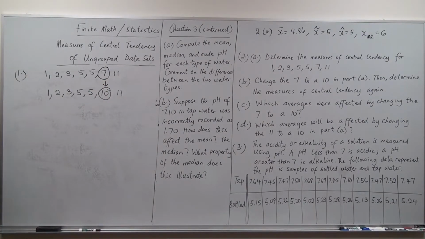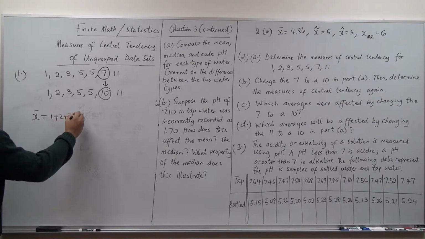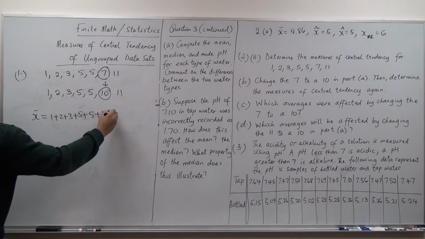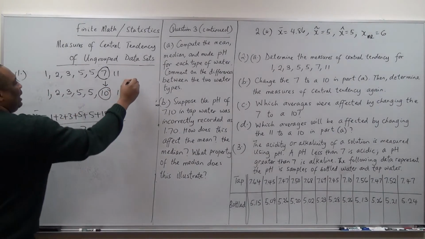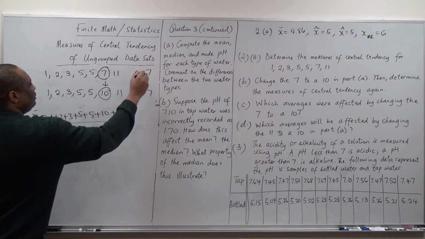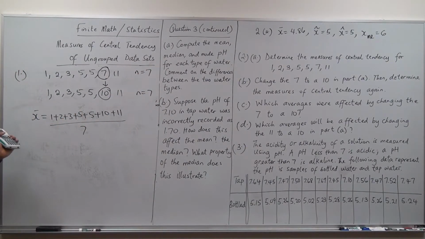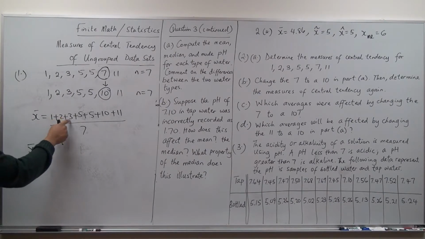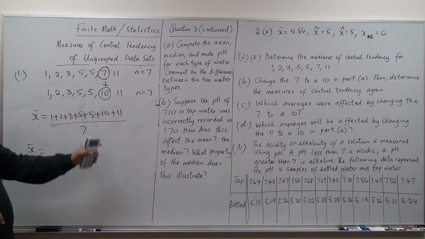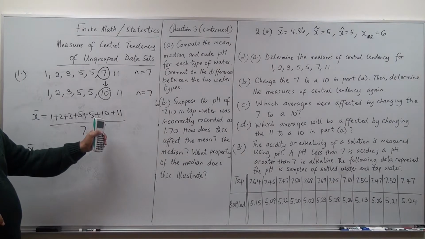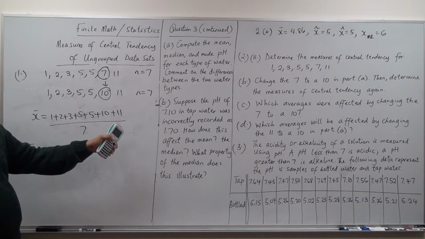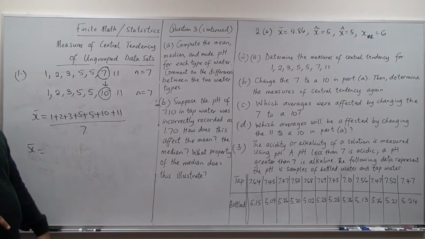Right? So our mean will be 1 plus 2 plus 3 plus 5 plus 5 plus 10 plus 11 all over 7. Our n is still 7. The data size did not change. So our mean will be 1 plus 2, 3 plus 3, 6 plus 5, 11 plus 5, 16 plus 10, 26. 26 plus 11 is 37.